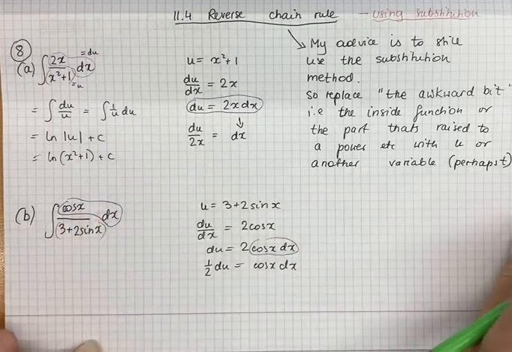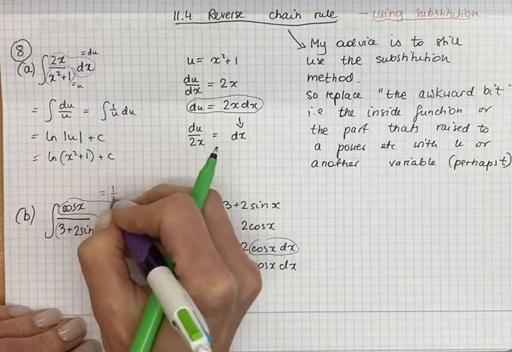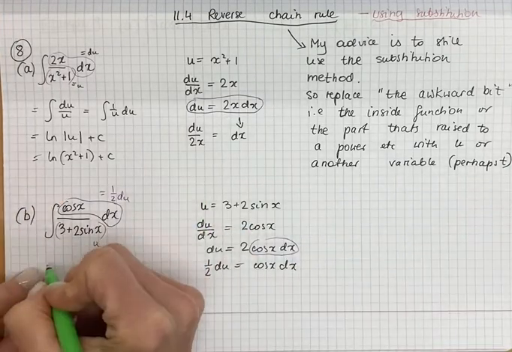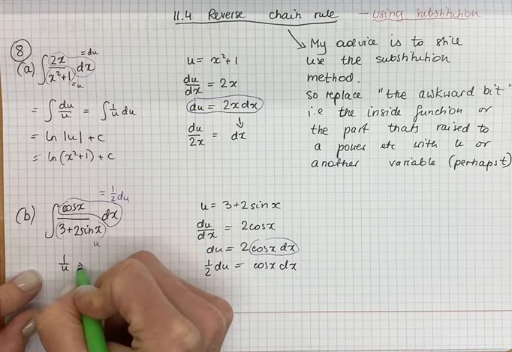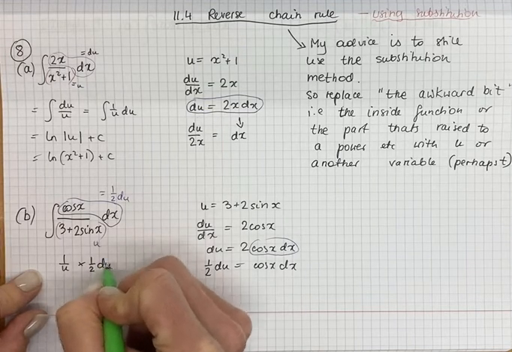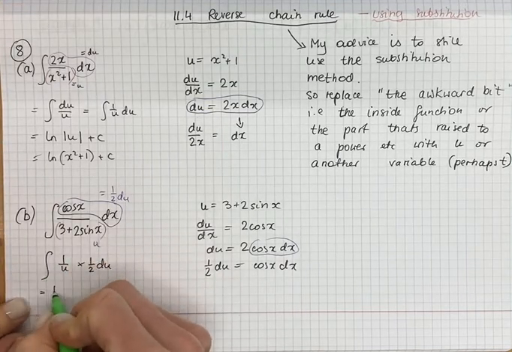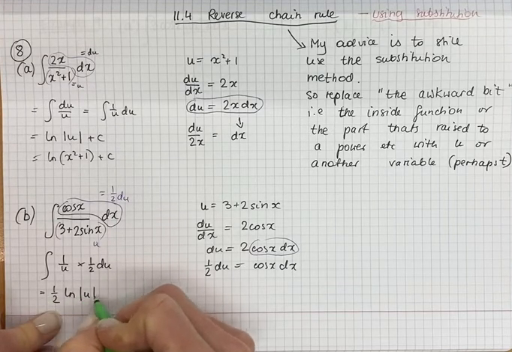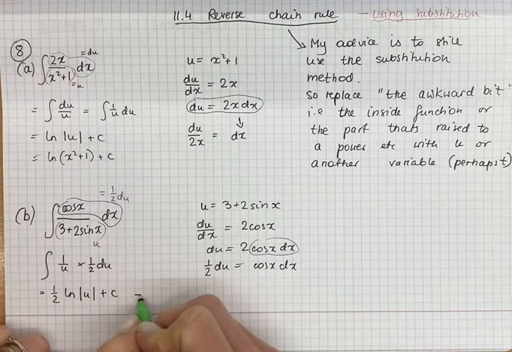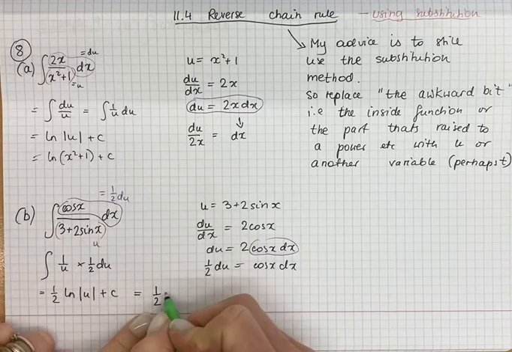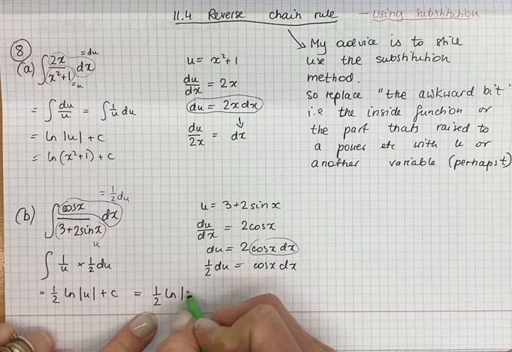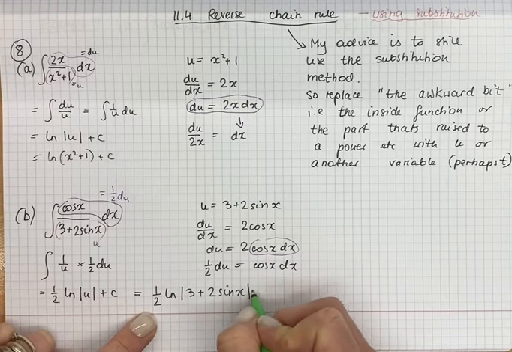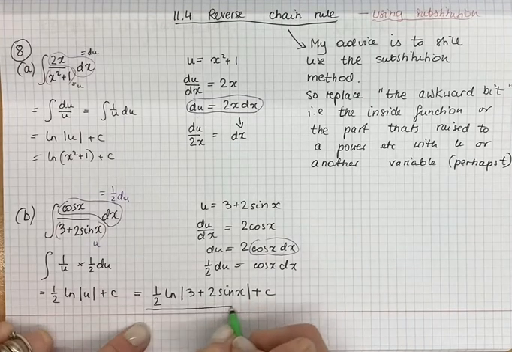So let's do that. So this one is going to be a half du, and this is going to go to u, but you have 1 over u times a half du. Integrate it, you can take the half out, and then ln will go to ln modulus of u. And then let's go back to our substitution. Always go back to x's in those questions. 3 plus 2 sine x plus c. And there is your answer.